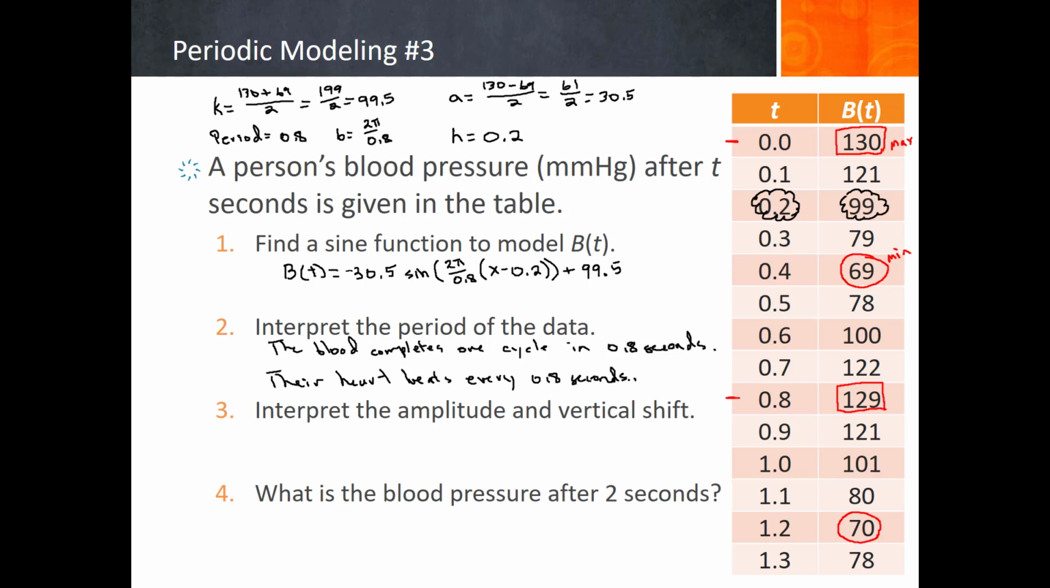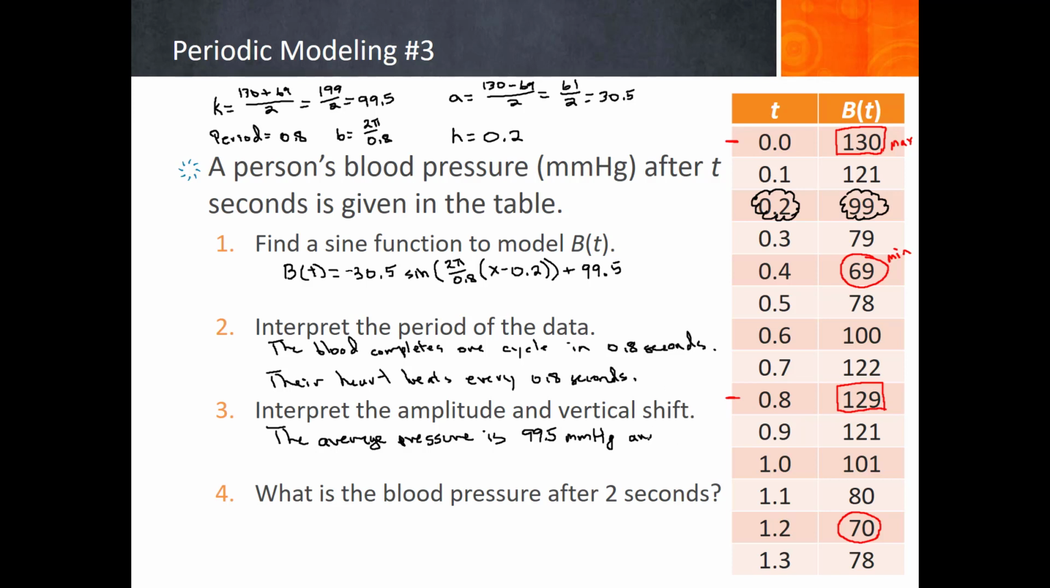Okay, so there are different ways you can interpret that. All right, so what's the amplitude and the vertical shift? The vertical shift is also the median. So the vertical shift, the midline, would tell us the median or the middle value of blood pressure, so the average blood pressure. What is our vertical shift? What's our midline? It was 99.5, so 99.5 millimeters of mercury. So that's what the midline tells us.